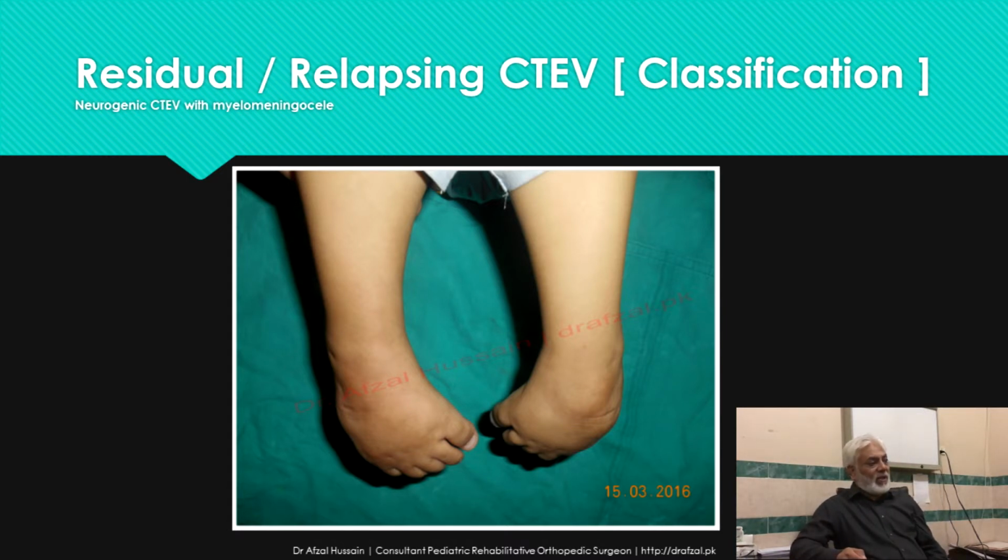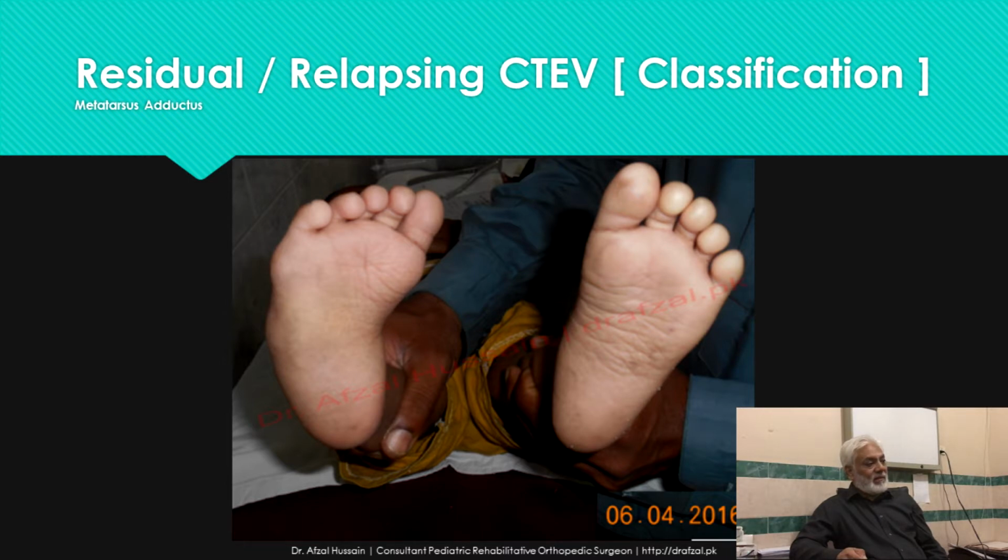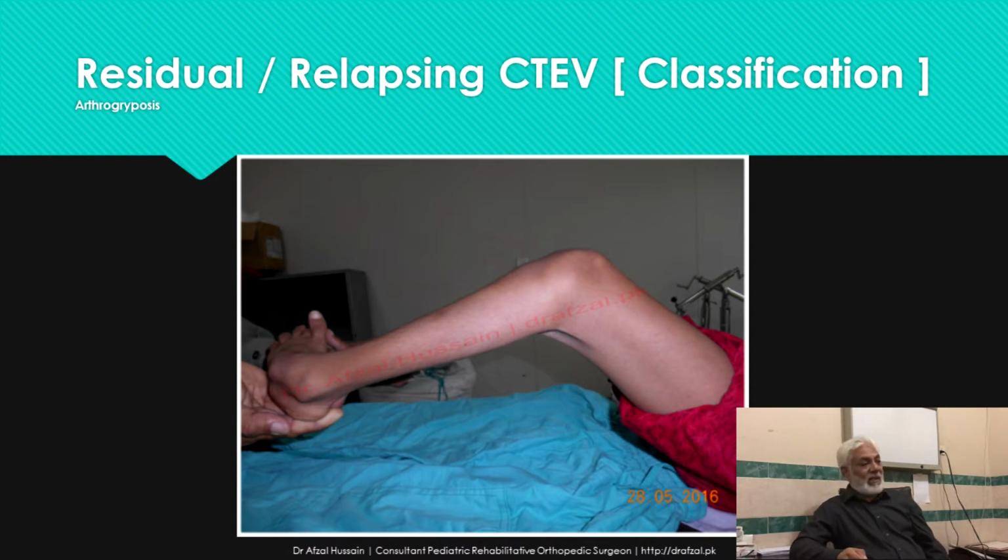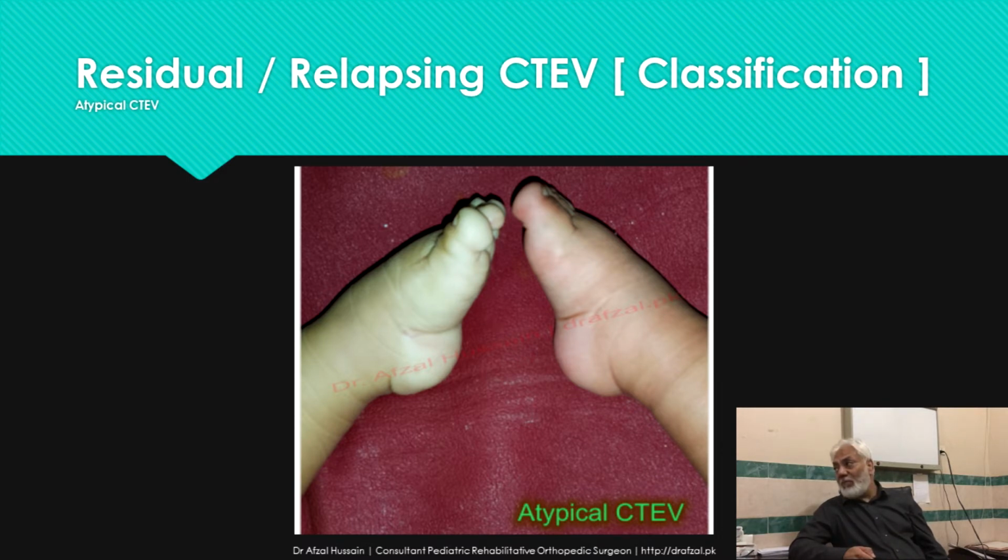This is one example, a patient with a neurogenic CTEV with myelomeningocele. You will see the equinus and adductus. Then metatarsus adductus, looking at the left side of your screen, but the patient has a right foot. Then again arthrogryposis. Other deformities are also present, and we saw the case we operated yesterday. Then this is the atypical foot. Remember this shape: empty heel, small size, full midfoot crease, and a small big toe. These feet are chubby, fatty-like, and very difficult to hold in the cast.